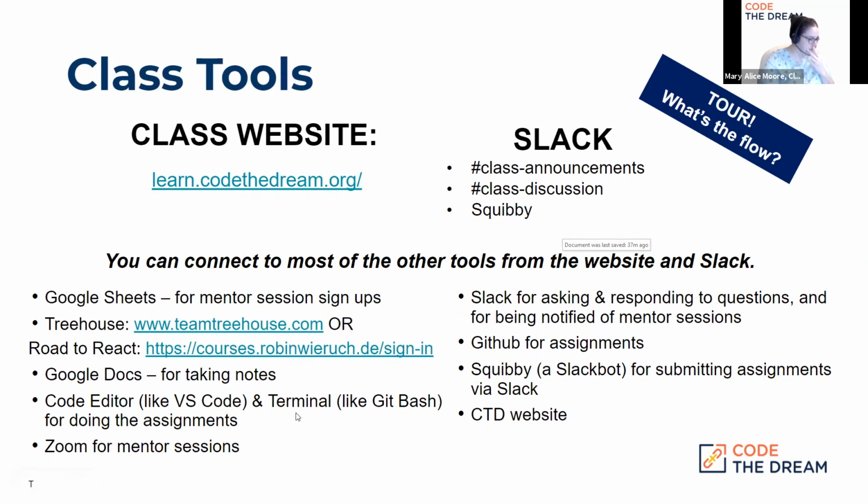Okay, and then a terminal like Git Bash. Some people prefer to use the command prompt on their computer to do their pushes and pulls. Visual Studio Code has the terminal built in, so it's whatever you're comfortable doing for getting your documents to and from your GitHub repo. Zoom for mentor sessions, Slack for asking and responding to questions and being notified about announcements, GitHub for your assignments, Squibby the Slack bot that I showed you earlier for submitting your assignments, and then the Code the Dream website in general if you need it or want it.